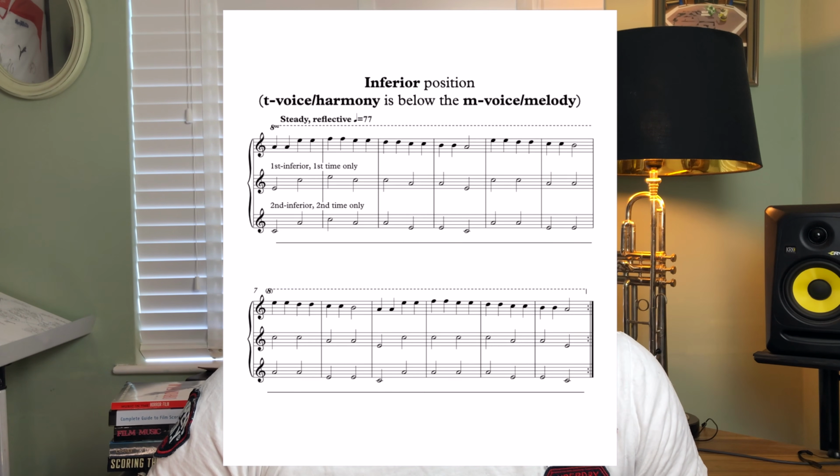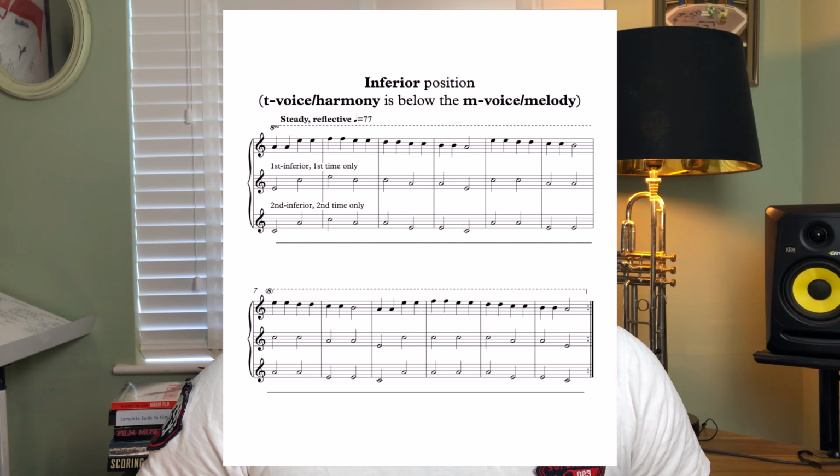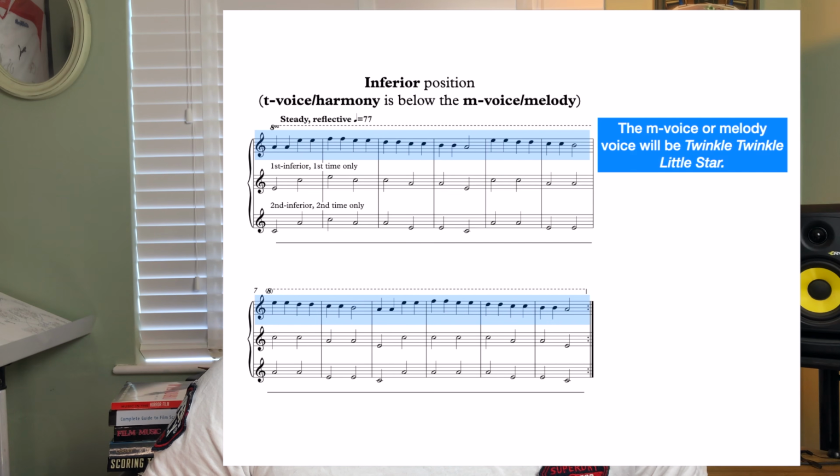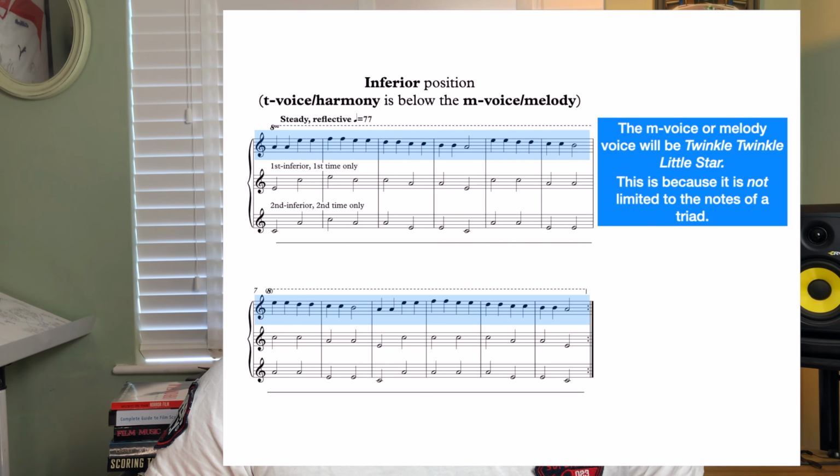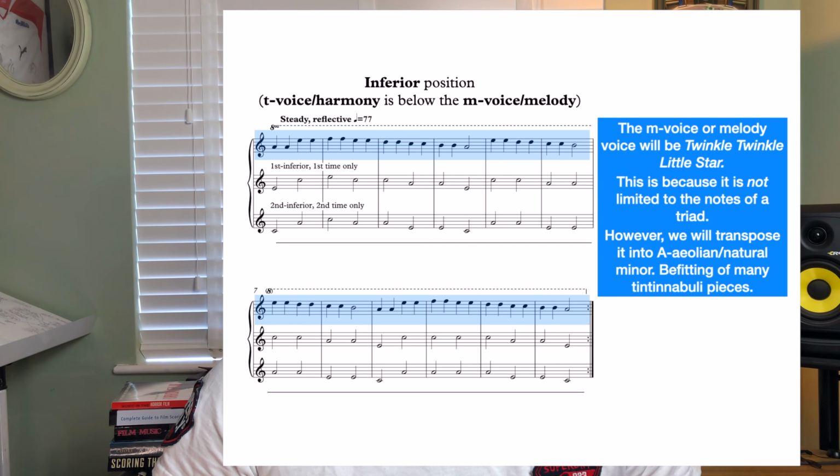To start off then, we want to revise our understanding of the two types of voice in Tintinnabuli, just so we can recall what they are. The first of these is the M voice, or the melody voice. The M voice is the one that can use any tone of the relevant scale. In this video, the M voice will be the melody of Twinkle Twinkle Little Star. However, as Tintinnabuli often uses minor modes, we will transpose Twinkle Twinkle into a minor mode as well. Therefore, the M voice will be Twinkle Twinkle Little Star in A-aeolian or natural minor.